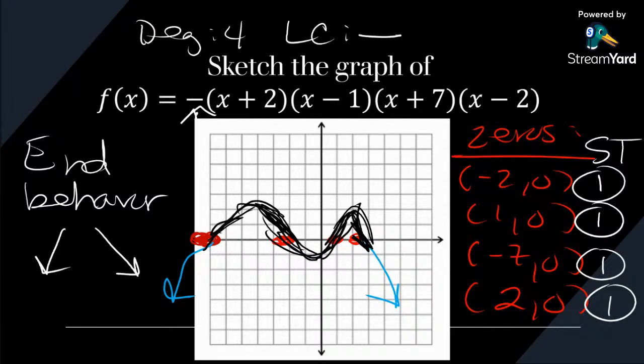So as a recap, I found the zeros. I plot them on the graph. I found my end behavior using my degree and leading coefficient. I sketched that on the graph. Then I looked at each of my zeros to see how many times they occur, and that told me my multiplicity. And I used that to be able to graph.